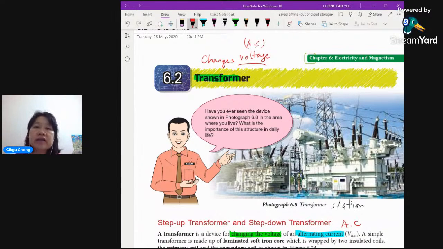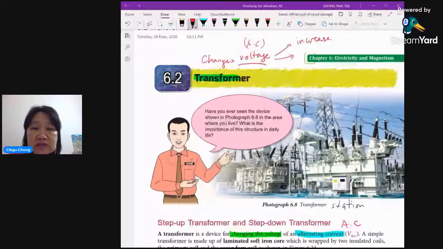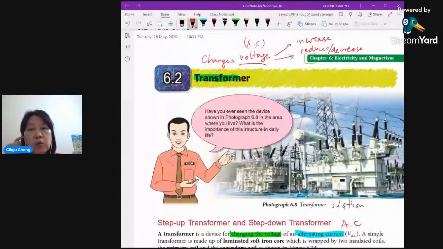Alternating current, in either of two ways: you take it from a lesser voltage and change it to a higher voltage, which means from less to more, that means it's increasing. Or the other way around, if you have a higher voltage and you want to change it to a lower voltage, that we call reducing. So either you increase or you decrease the voltage. Here you can see there are two types of transformer, and we got to see the types and the function.